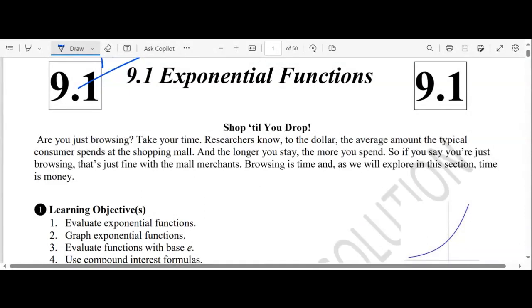Shop till you drop. Are you just browsing? Take your time. Researchers know to the dollar the average amount the typical consumer spends at the shopping mall. And the longer you stay, the more you spend. So if you say you are just browsing, that is just fine with the mall merchants. Browsing is time, and as we'll explore in this section, time is money.